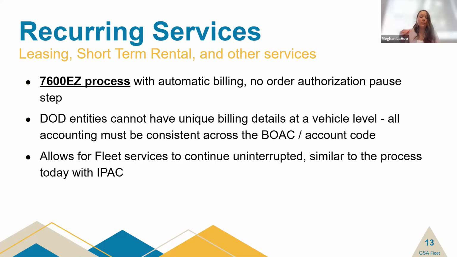You have to have one MIPR to cover all of your leased vehicles on that BOAC for accidents and then non-accidents. So your accidents and non-accidents can be separate, but you still have to have full accounting for everything on your BOAC with all the vehicles assigned to it. The one thing about using the 7600 Easy process that is a benefit is that it allows our services to continue uninterrupted, similar to how they do today. It's likely that if you're on the civilian side, you won't really notice many differences in transitioning from IPAC to G-Invoicing.